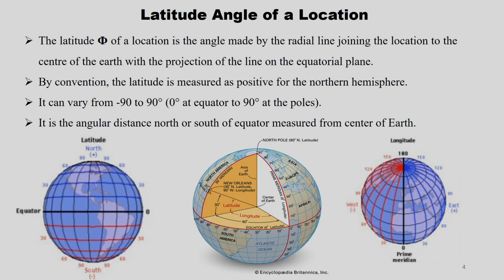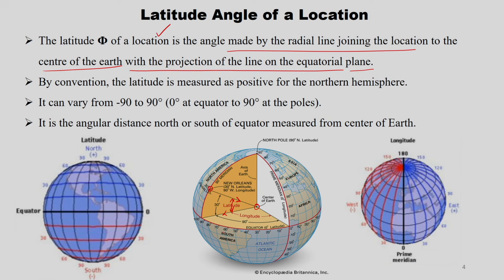The first one is the latitude angle of a location. The latitude angle of a location is the angle made by the radial line joining the location to the center of the earth. That is this particular line. This is our location where we are supposed to calculate the latitude, and this is the center of the earth. This is the line joining these 2 points, with the projection of the line on the equatorial plane. This angle is the latitude of the location.